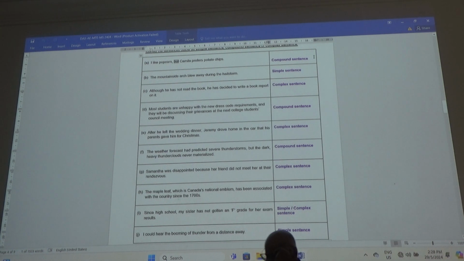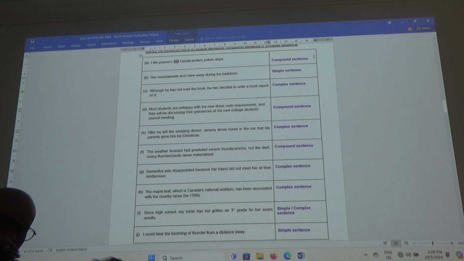It's okay, Austin. Maybe you're a bit confused. What is your problem? You wrote what? I wrote complex. Why complex? Complex should be what? It's not coordinating, it's subordinating. Although, because, all that is subordinating.